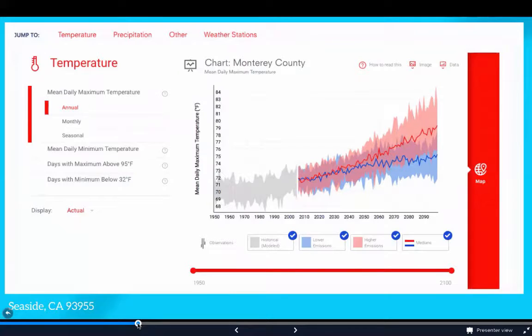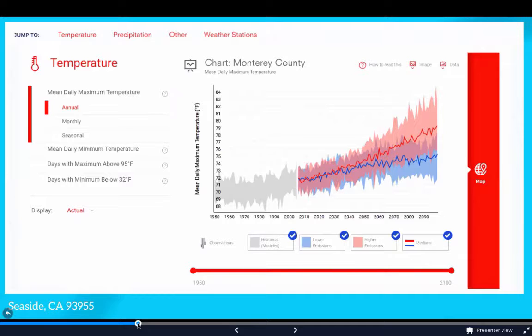So if we think about the Climate Explorer, there are a couple of options that we have here. We have temperature and precipitation. We also have access to weather stations. But the first thing we're going to look at is that this is a graph of temperature. And on the side, I can see that I have some choices. I have annual temperature, I have monthly temperature, and I have seasonal temperatures. And then there's the mean daily minimum temperature. So I have to think back. And if I'm not sure what mean is, that's something I could always look up. Mean daily temperature, the days with a maximum above 95 and the days with a minimum below 32 degrees Fahrenheit.